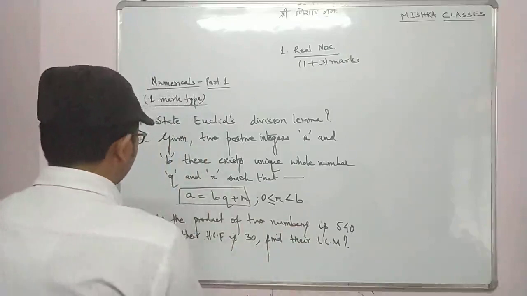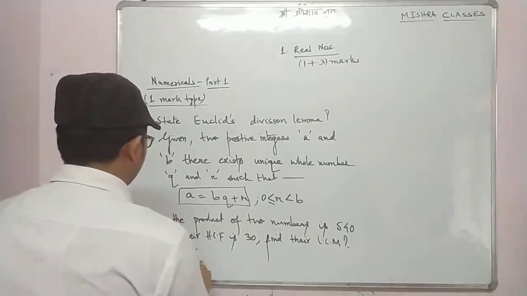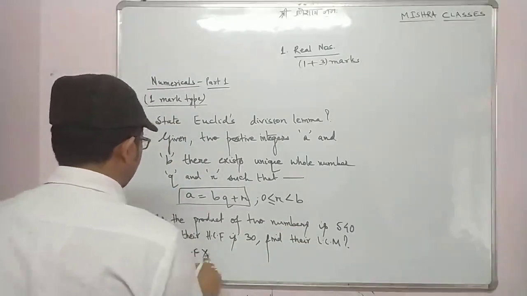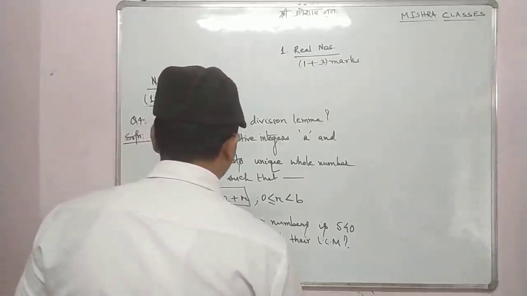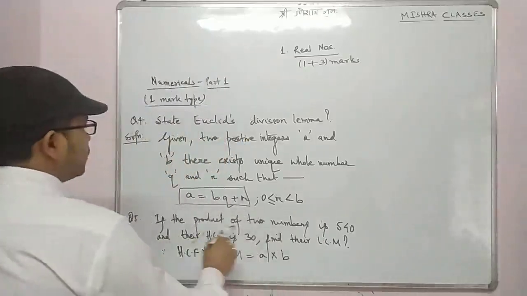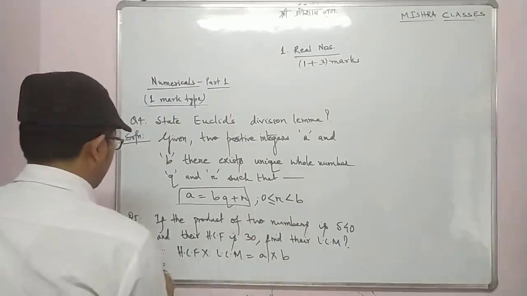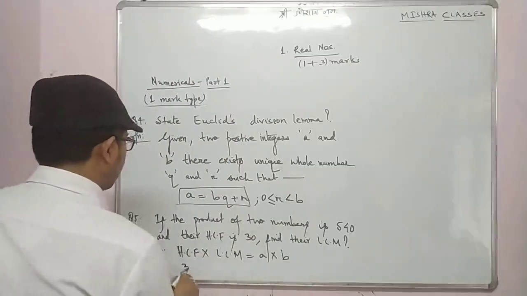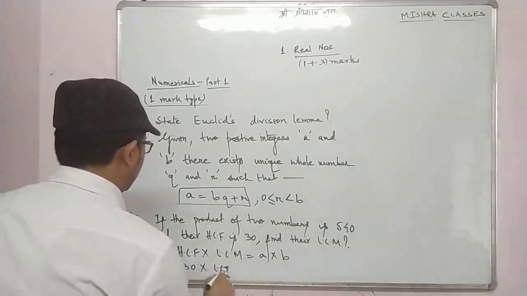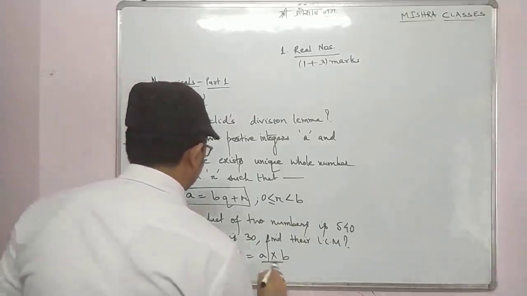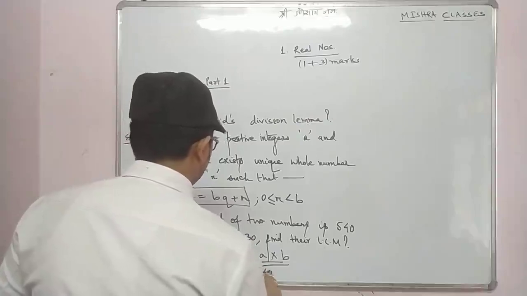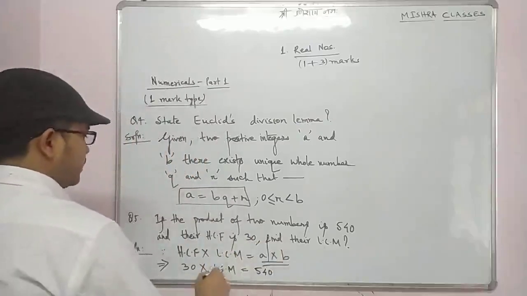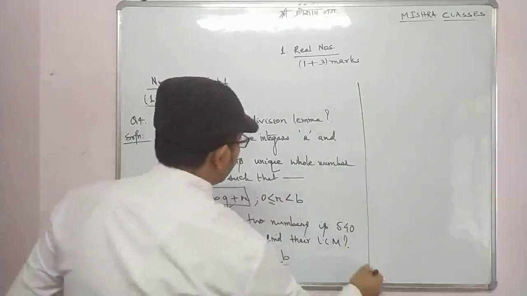So how will we do? Here, HCF into LCM. We write: since HCF into LCM equal to A into B, these are the two numbers. The product of two numbers is 540 and the HCF is 30, so in place of HCF we have 30. LCM we don't know. The product is given, 540. We have been told to find LCM.